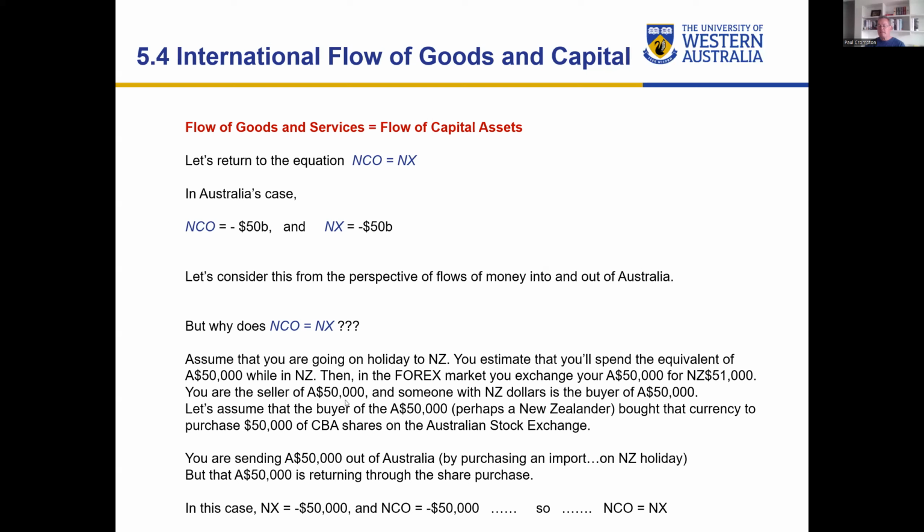So if you're selling that $50,000 into the Forex market, there must be a buyer. And the buyer is going to be someone, possibly someone in New Zealand who has New Zealand dollars. They will buy those 50,000 Australian dollars for 51,000 New Zealand.